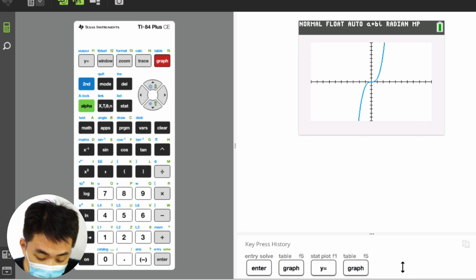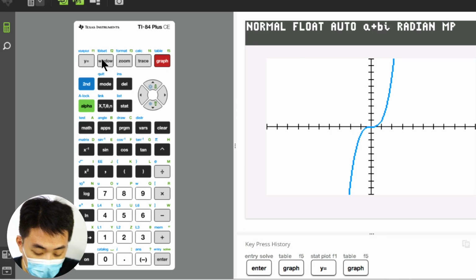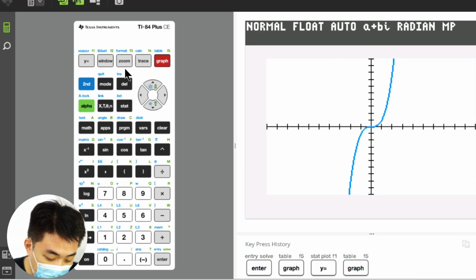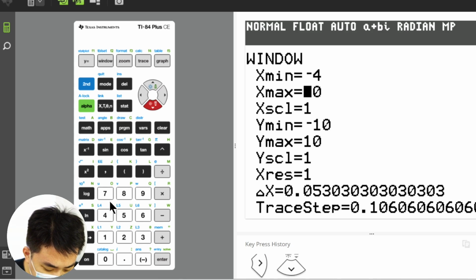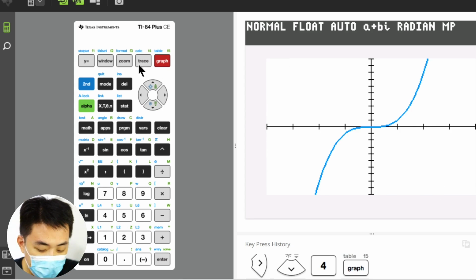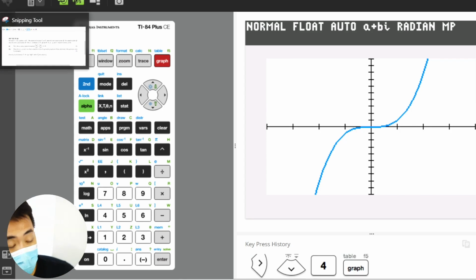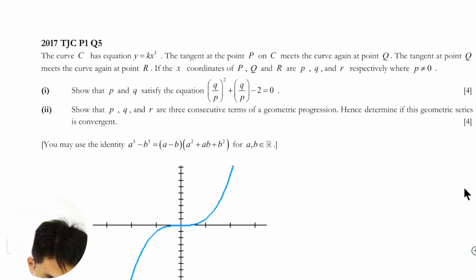The first thing is to try to understand the question. So plot this graph out. Of course, there is a lot of white space here which is wasted. I'm going to change this to -4 and 4, just to stretch them out a bit. I'm going to copy this graph in and try to understand.